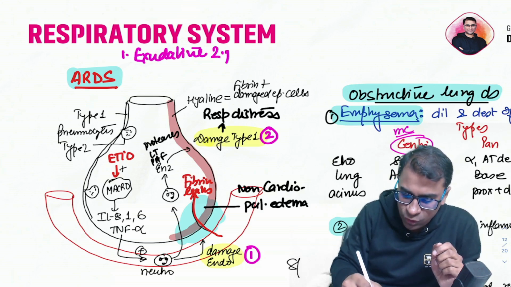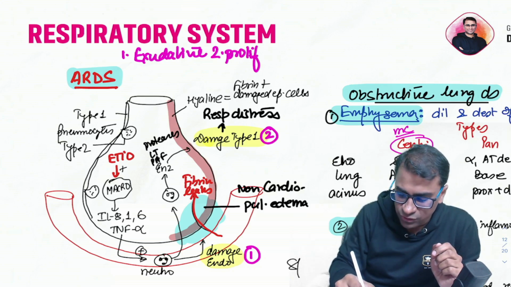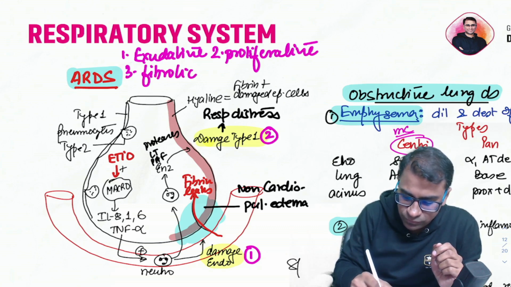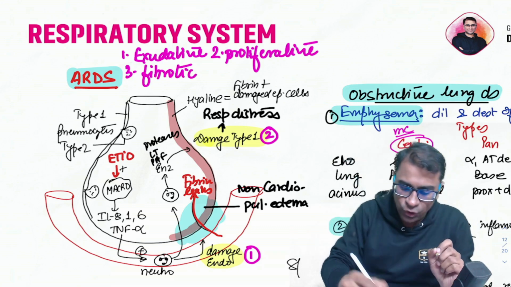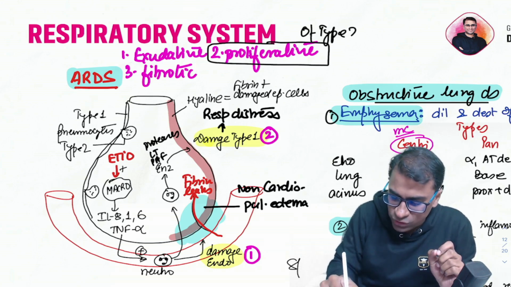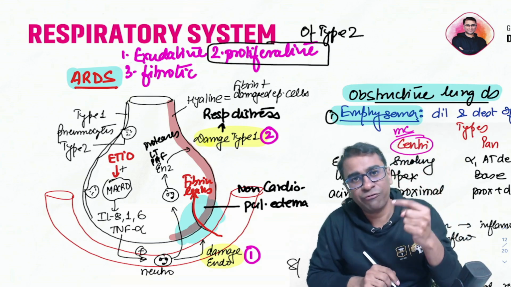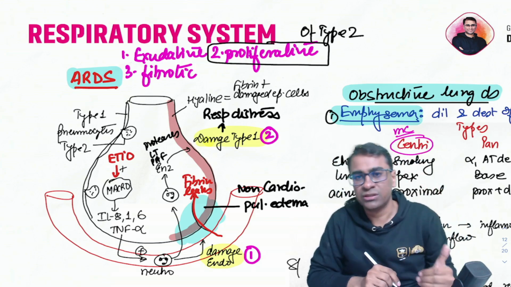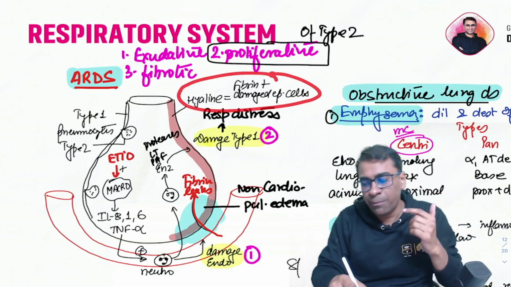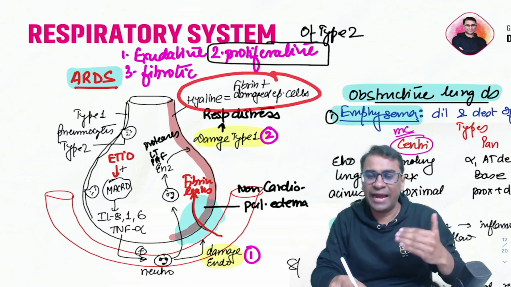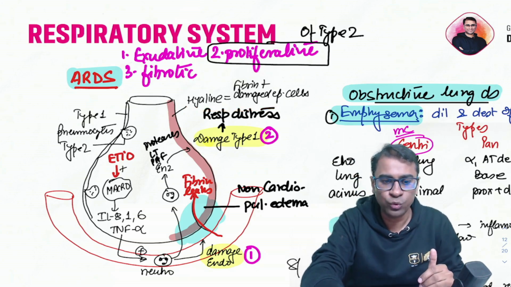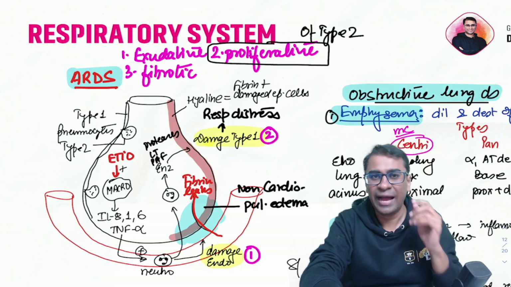Stage 2 is called the proliferative stage. And stage 3 is the fibrotic stage. The proliferative stage is of which cell? Yes, this is proliferation of type 2 cells. Why? Because type 2 cell is a type of stem cell of alveoli, and they can regenerate and redeposit the type 1 cells again. What other question can be asked? What is hyaline membrane? Hyaline membrane is fibrin plus damaged type 1 and type 2 cells.